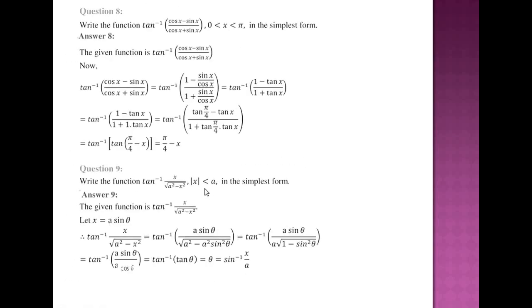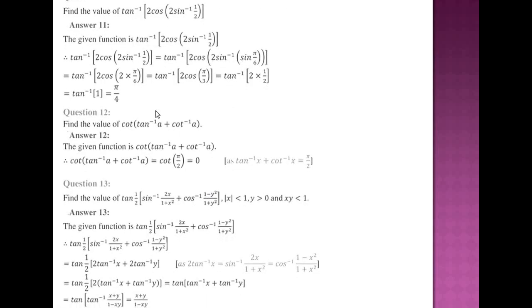Question number 11. Find the value of tan inverse of 2 cos 2 sine inverse of half. In such types of questions we proceed from the bracket. So the given function is tan inverse 2 cos 2 sine inverse of half. You should know the value, accordingly we can work on this. So I am writing this as 2 cos 2 sine inverse. Now you know very well that sine inverse of half is nothing but pi by 6, correct?